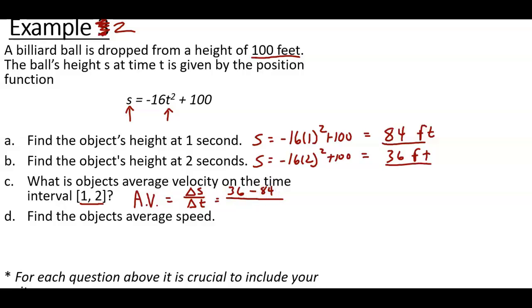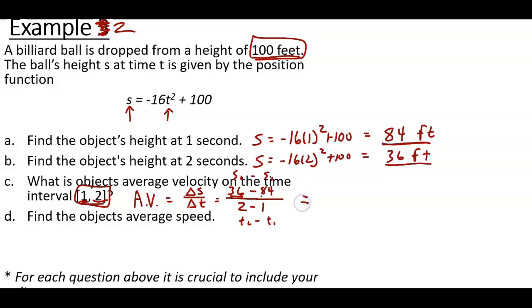Now, by first, I don't mean where it started. It started at 100. But we're looking at this interval here. So at t equals 1, it starts off at a height of 84. And then at t equals 2, now it's at a height of 36. So we have t2 minus t1. So what we have is s2 minus s1 over t2 minus t1. And it's basically just the average rate of change of position, or the slope of your position over time.